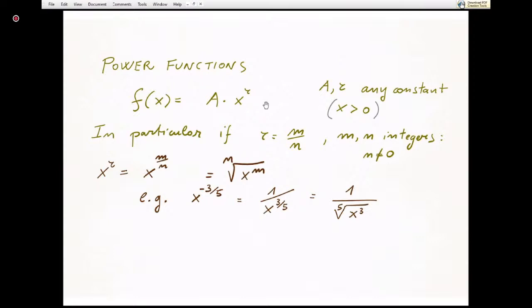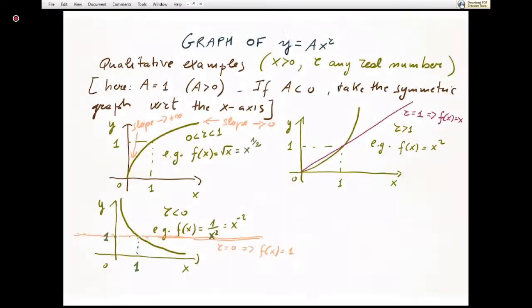For instance, x to the power of minus 3 over 5. A negative exponent means 1 over the same power function with the positive exponent. So 1 over x to the power of 3 over 5, so 1 over the fifth root of x to the power of 3, basically. Clear? The graph.